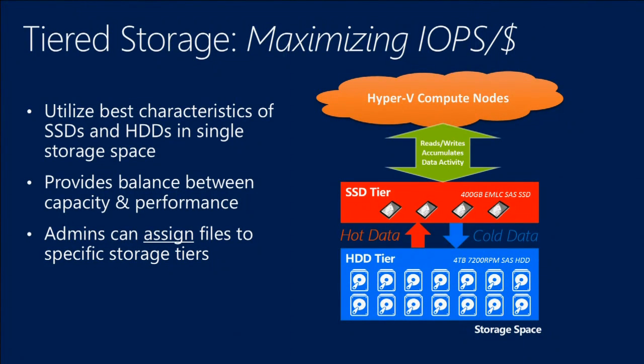And that's exactly what we're doing in R2. Storage tiering. In a single virtual disk, we're utilizing the best characteristics of hard disk drives, high capacity, low cost, to store my cold data. We use the best characteristics of SSDs, high performance, to store my working set. Windows will automatically detect the heat, detect the activity of workloads on this virtual disk, move the hot portions of the workload to the SSD, move the cold portion of the workload to hard disk drives.